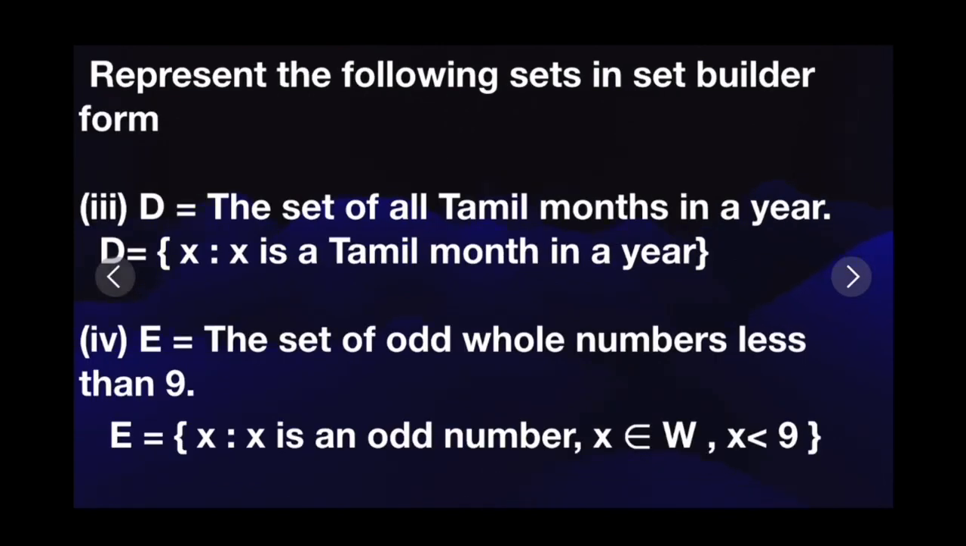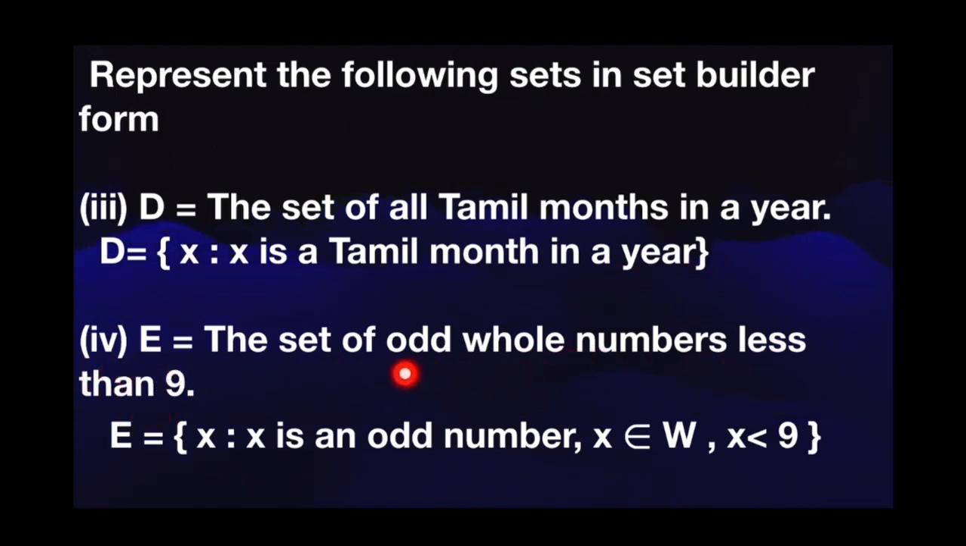Number 3. D is equal to the set of all Tamil months in a year. This is a descriptive form. You are going to write it as D is equal to x such that x is a Tamil month in a year. Number 4. E is equal to the set of odd whole numbers less than 9.